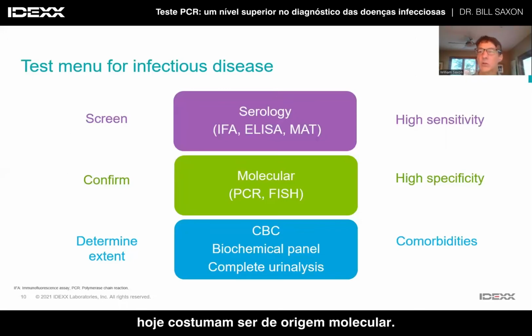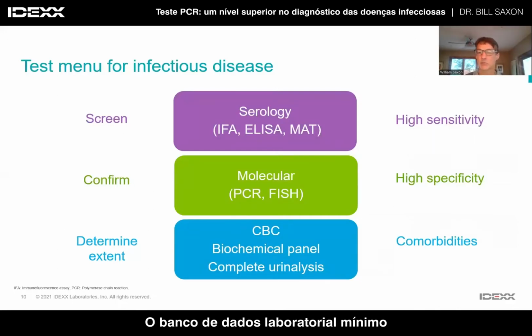Confirmatory tests are usually nowadays molecular in origin, and we're going to talk about polymerase chain reaction, PCR, today. The FISH, the fluorescent in situ hybridization, is another molecular technique to identify infectious organisms in tissue, and that will perhaps be the topic of another lecture, okay? And then with confirmatory testing, again, we're looking for high specificity, so we have very few false positives.